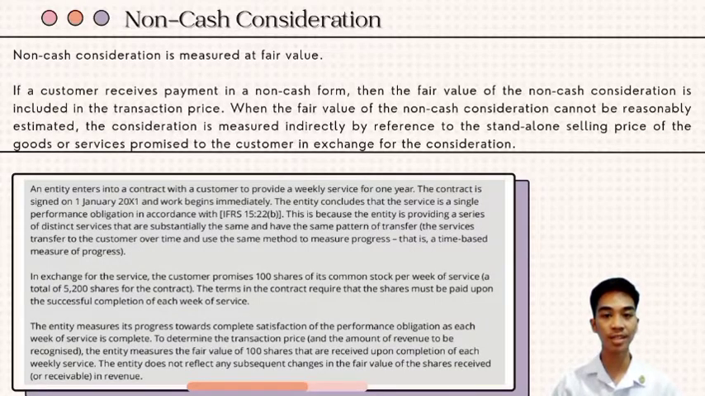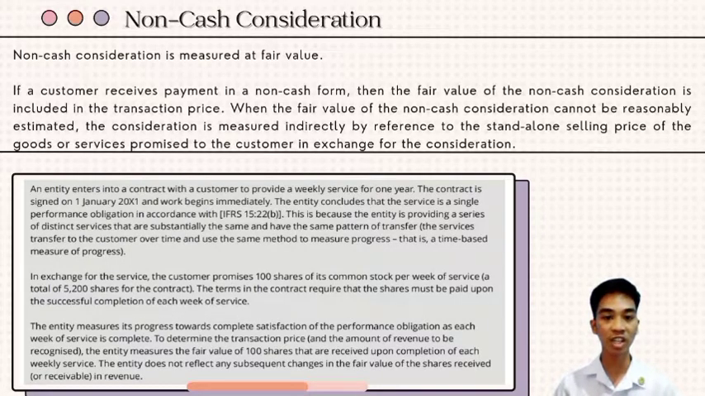In exchange for the service, the customer promises 100 shares of its common stock per week of service. The terms in the contract require that the share must be paid upon the successful completion of each week of service. The entity measures its progress towards complete satisfaction of the performance obligation at each week of the service is complete. To determine the transaction price and the amount of revenue to be recognized, the entity measures the fair value of 100 shares that are received upon completion of each weekly service. The entity does not reflect any subsequent changes in the fair value of the shares received in the revenue.